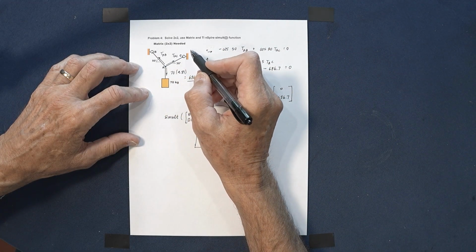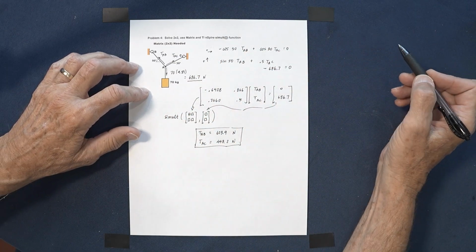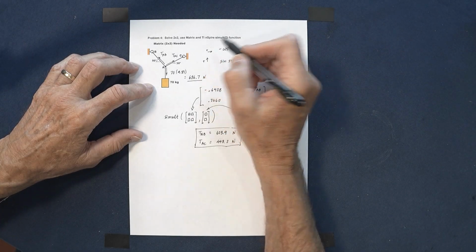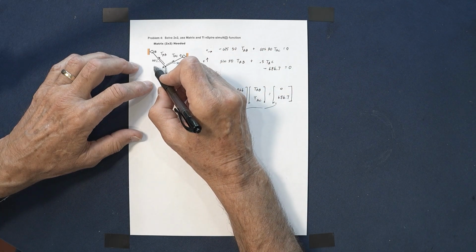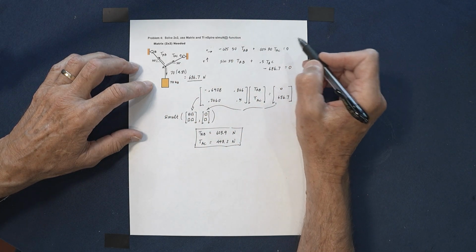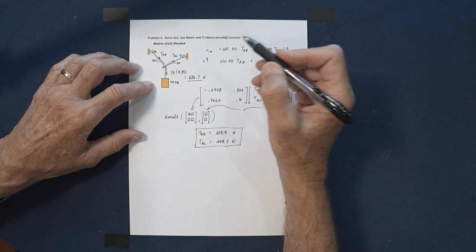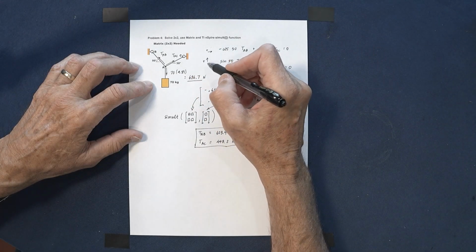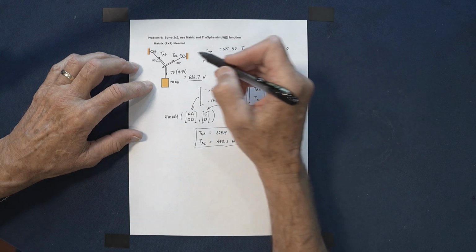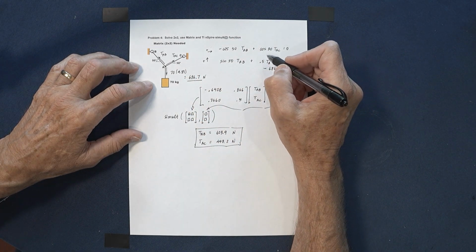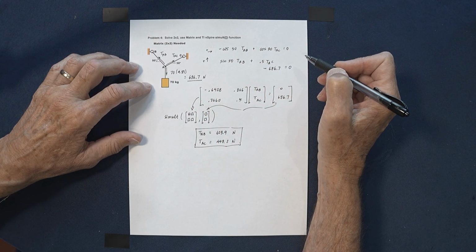I have a tension TAC, 30 degrees from horizontal. And I have a tension TAB that's 50 degrees from horizontal. For my x equation, if I take to the right to be positive, I have negative cosine 50 TAB plus cosine 30 TAC is equal to 0. In the y direction, if I take up to be positive, I have TAB sine 50 plus TAC sine 30, which is 0.5, minus 686.7 is equal to 0.